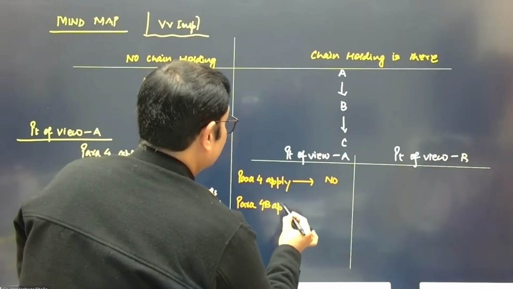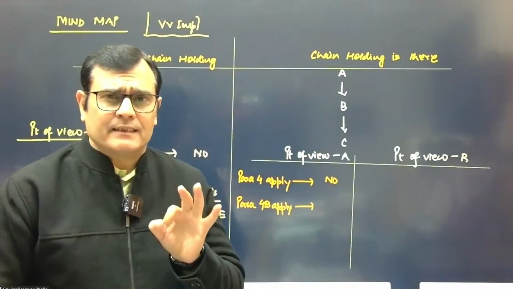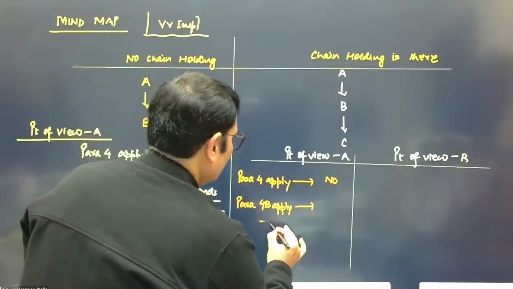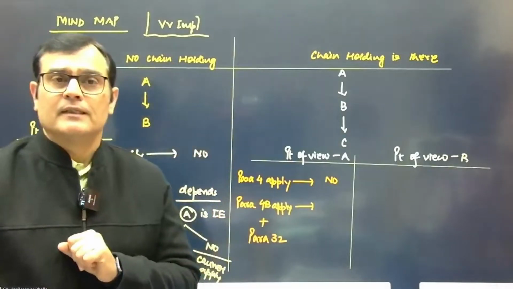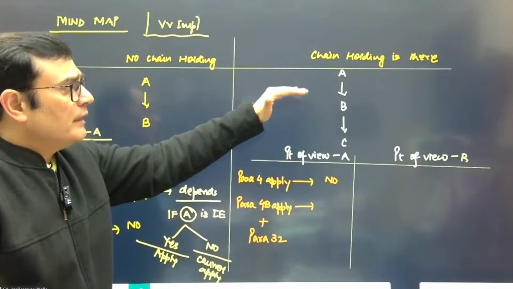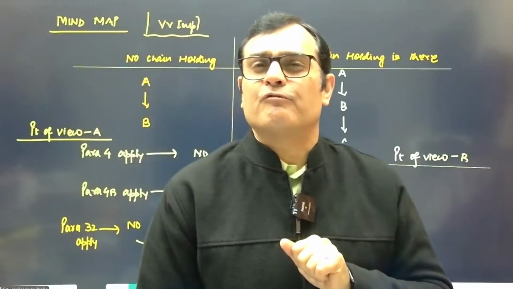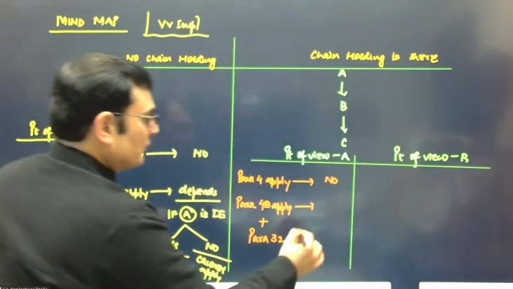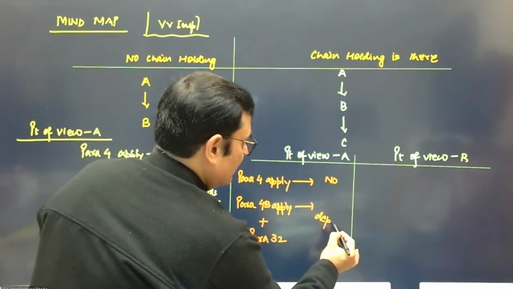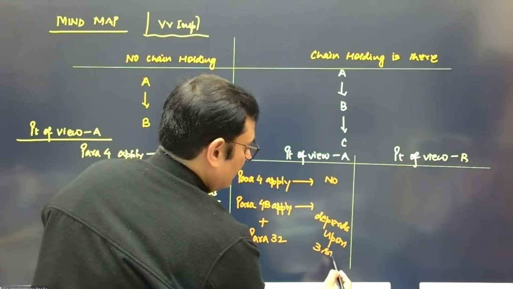Now let's see, can para number 4B apply in this particular case to A? Can I say in this case, para number 4B will be applied with para number 32 only? Am I right? The moment there is a chain holding, can I say A can apply 4B only read with para number 32? Am I right? So everything depends upon the three-step model, correct? Yes, sir. That's right. Everything will depend upon my three-step model in this particular case.